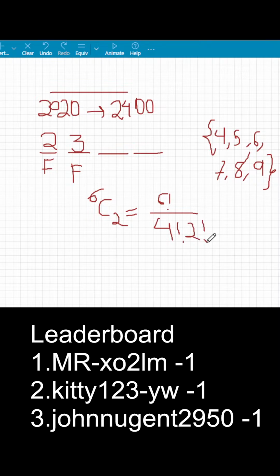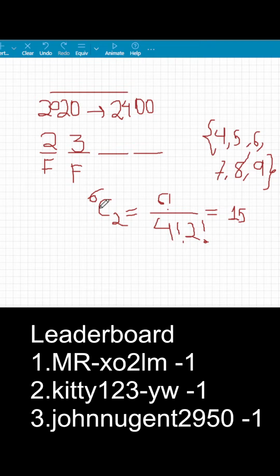So n factorial by n minus r factorial and r factorial. This will cancel out, so this will be 5 into 6 by 2, that is 15. So there are 15 ways of choosing 2 digits out of these. Then that will be the correct answer, and after choosing the digits, you can arrange them in increasing order. So 15 is one answer.